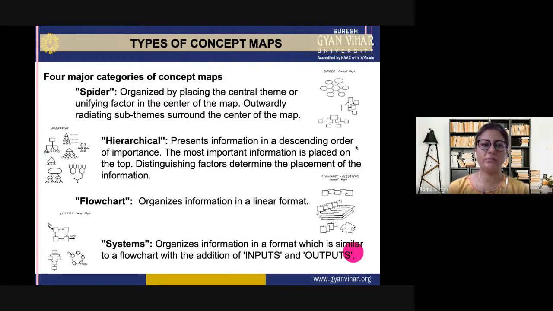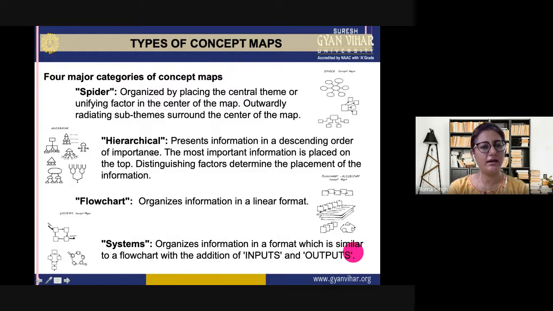The first one is the spider theme. Here we can see how we formulate the spider concept maps. These are organized by placing the central theme or unifying factor in the center of the map. So at the center, it can be done here, or in this form, or in this form. Outwardly radiating sub-themes surround the center of the map. So the main theme is given like this at the center, and this is how the sub-themes can be shown around that.